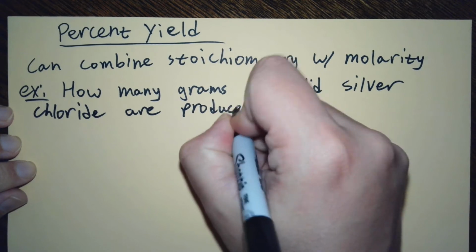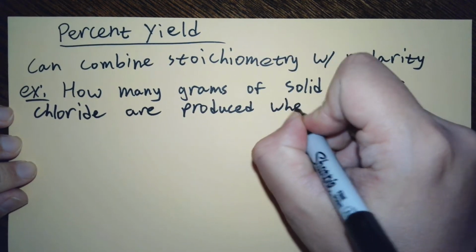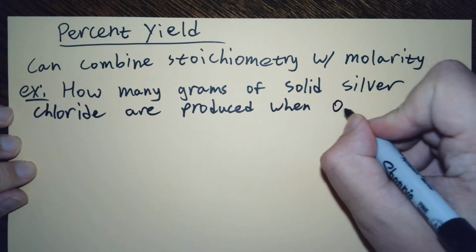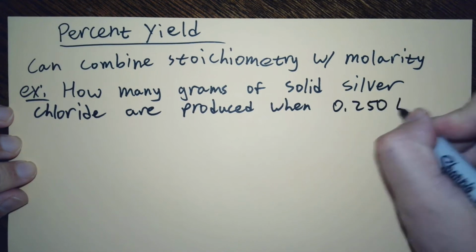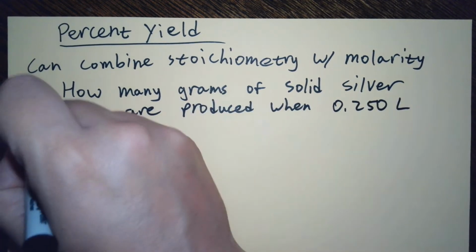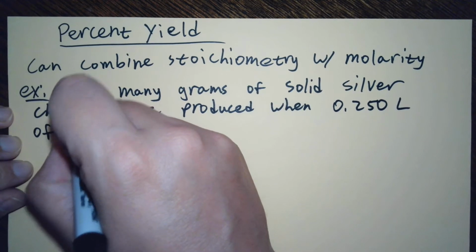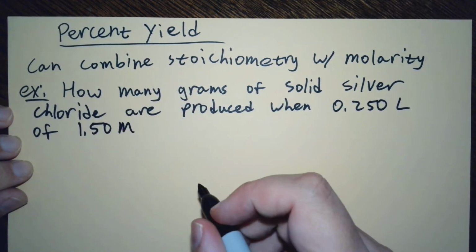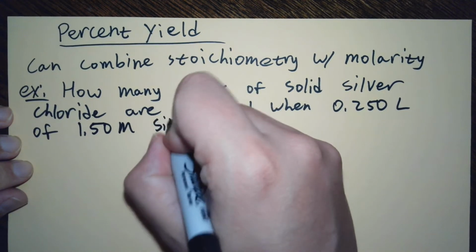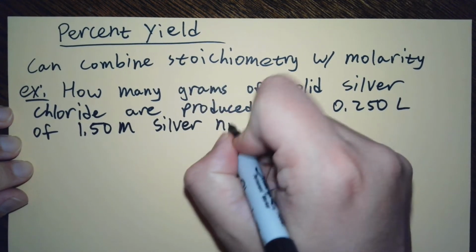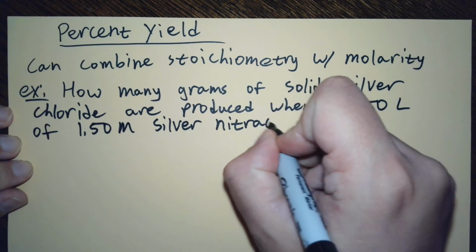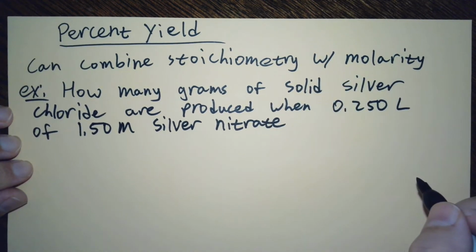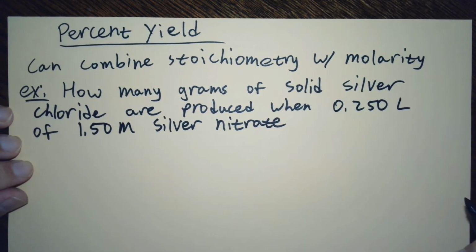But how much of this are we going to make when we use 0.250 liters of a 1.50 molar silver nitrate solution? I'm really working on all kinds of ideas here. I'm not giving you the formulas. I'm giving you the names. So you're going to have to write the formulas. Well, you're going to watch me write the formulas, but you get the idea.